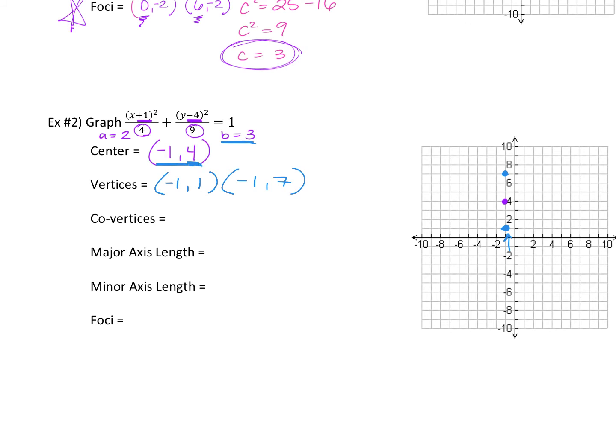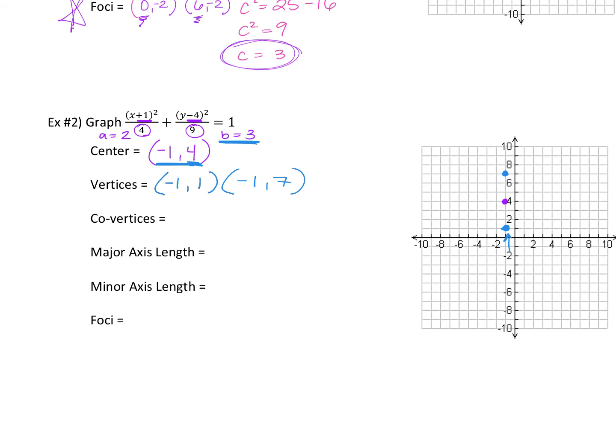So this is our center, right? -1, 4, the purple point. And our B value is 3. So from that purple point, that means you have to go up 3 and you have to go down 3 for your B value. Okay? We'll keep going. The more you do it, the better it's gonna click here.